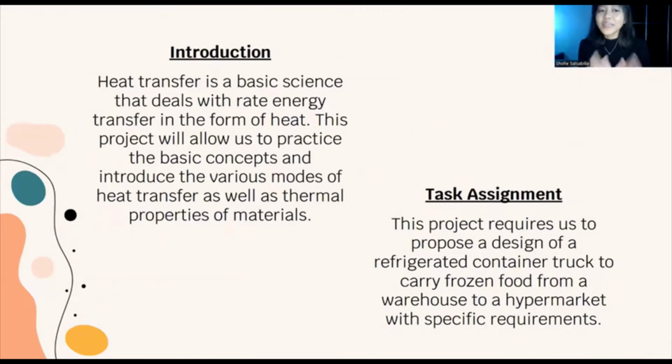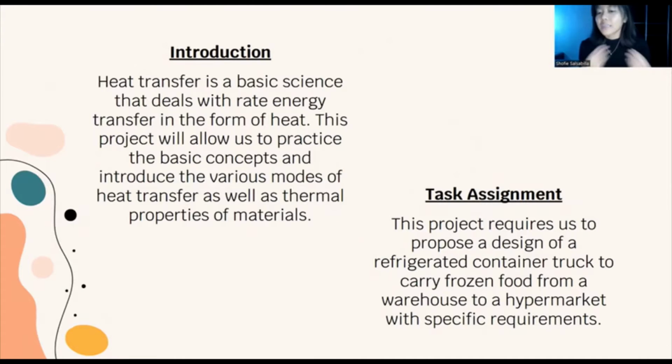As you all know, heat transfer is a basic science that deals with the rate of energy transfer in the form of heat. This project will allow us to practice the basic concepts and introduce the various modes of heat transfer, as well as thermal properties of materials. Heat transfer is divided into 4 sections, which are sublimation, radiation, conduction, and convection. Within this project, we're going to focus more on the sublimation of the dry ice within the compartment.